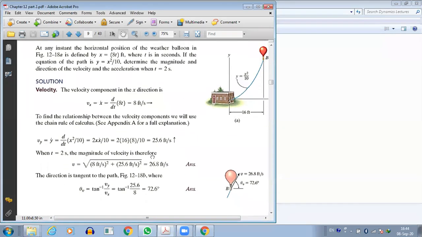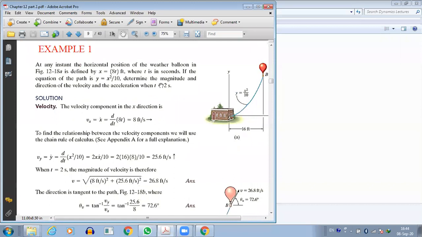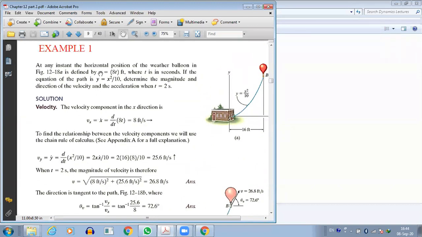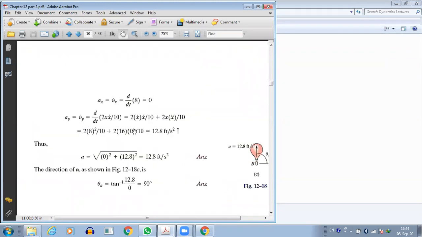Okay, so let's move ahead. Now we need to find the magnitude and direction of acceleration. For vx, it's very simple, because we have x, we differentiate one time and it becomes vx, another time and it becomes ax. So vx was 8, and differentiating another time, it becomes 0. Yes, if you use the other method, this is also correct. There's no problem if you use the other method. So ax will be 0.